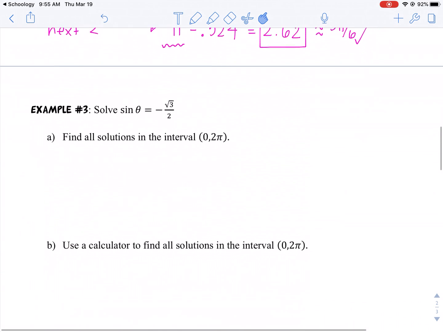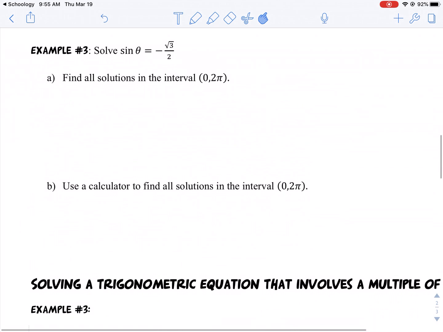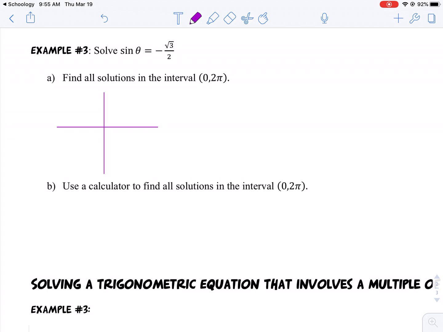Now we're talking about where sine is negative. So just like before, I'm going to draw my picture. Sine is negative, so now I'm not in the first and second quadrant anymore. I'm actually in the third and fourth quadrant, just based on the fact that sine is negative. This would be negative root 3 over 2, same thing here.